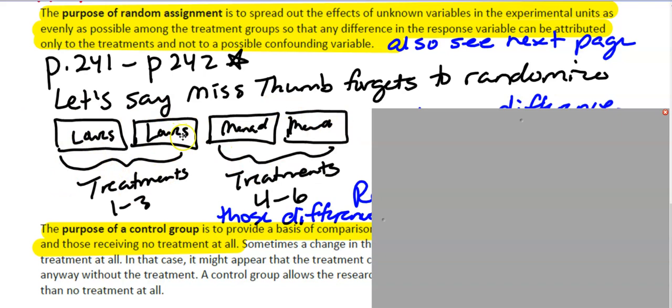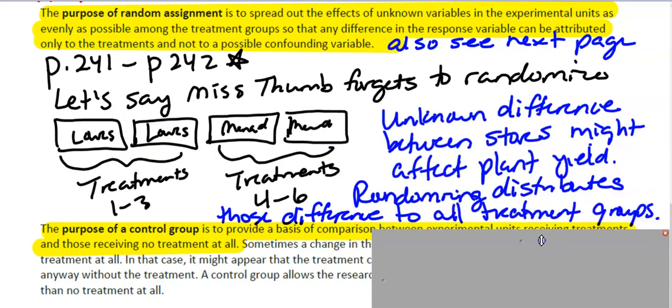So let's say sunlight, the whole sunlight confounding issue has been taken care of, and so we don't have that issue. But let's say, for example, that the unpruned plants tend to do better than the pruned ones. Could she conclude that the pruned plants do better? Well, she might also conclude that maybe the plants from Lowe's were just better plants to start with. So once again, that unknown difference between stores might affect the plant yield.